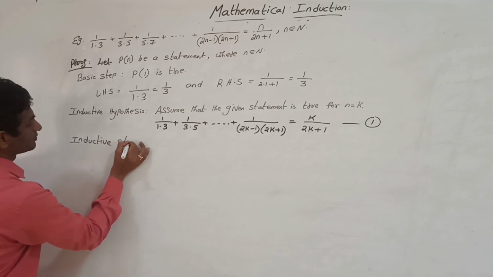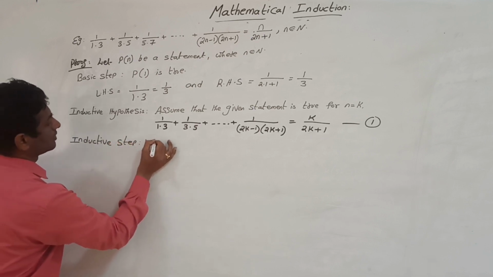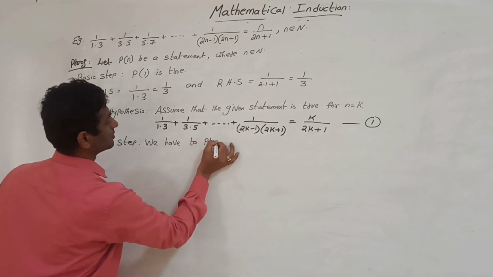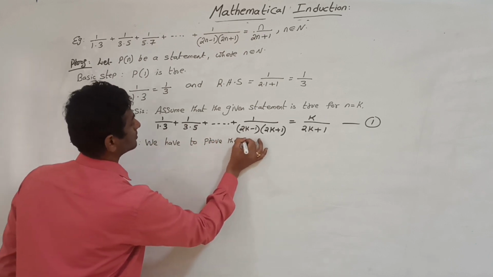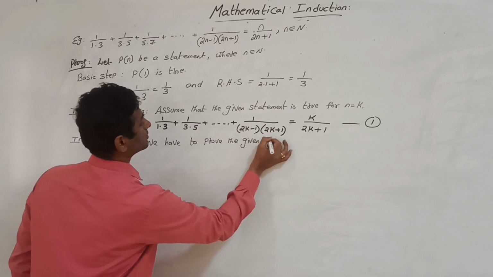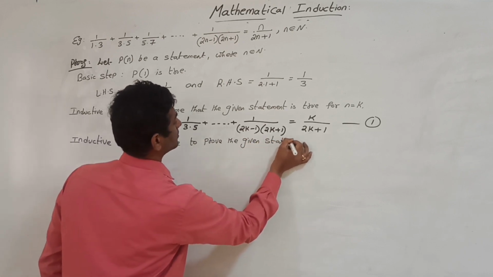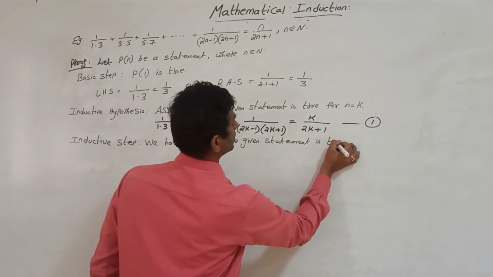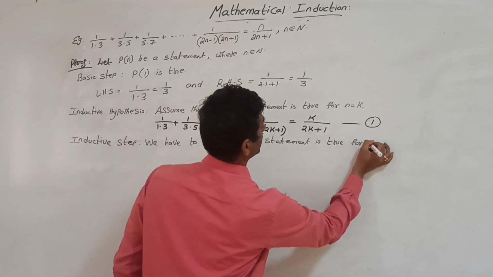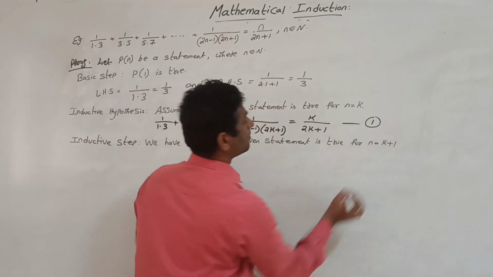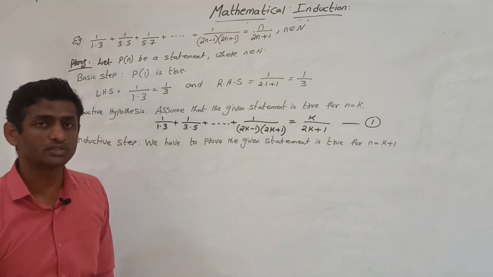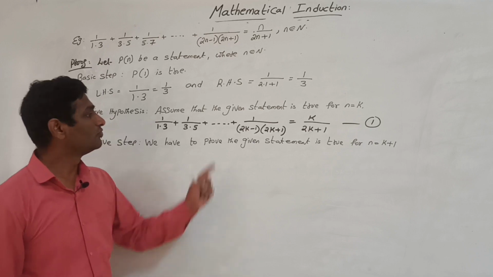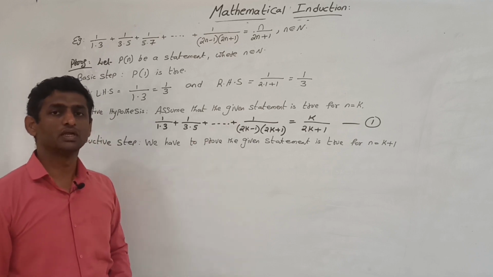Inductive step: we have to prove the given statement is true for n is equal to k plus 1 by using the inductive hypothesis. Now what number should be added to equation 1?